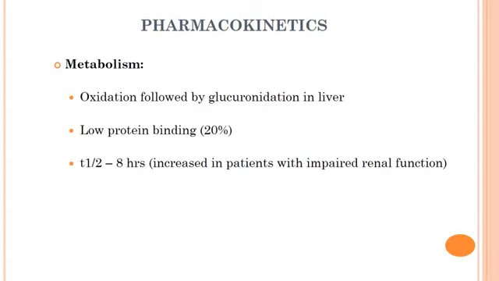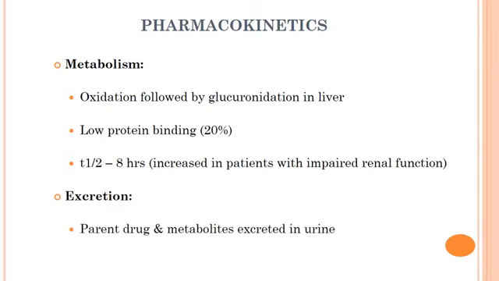Metabolism. It is metabolized by oxidation followed by glucuronidation in liver. It has low plasma protein binding, only 20%, and plasma half-life is 8 hours, which is increased in patients with impaired renal function. Excretion. The parent drug and metabolites are excreted in urine.